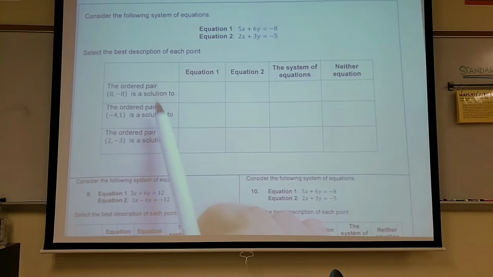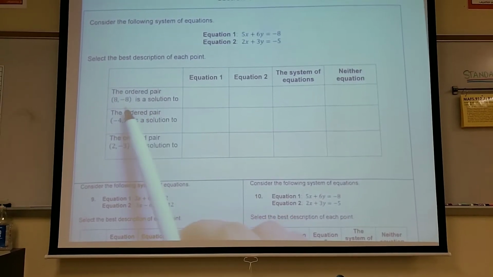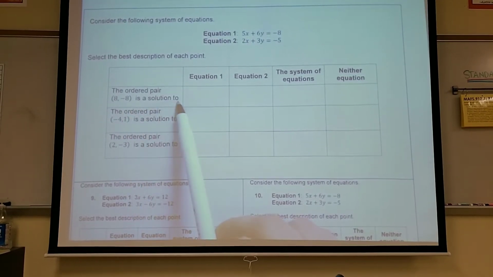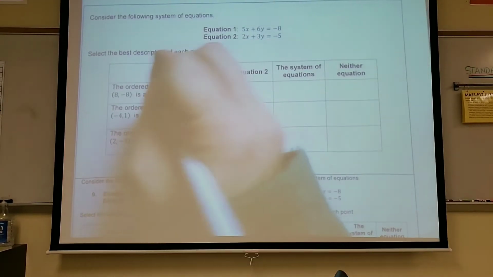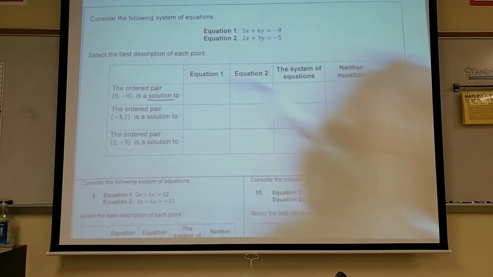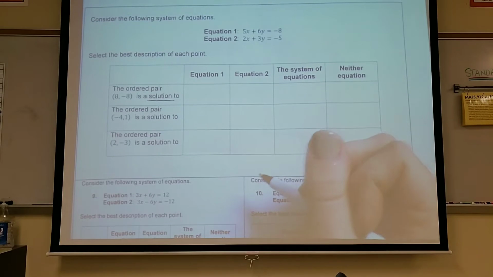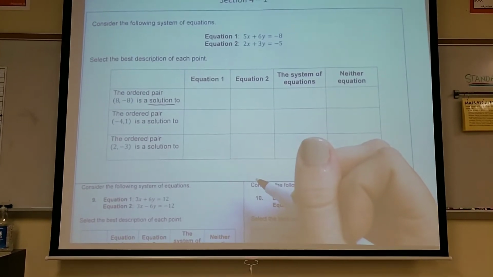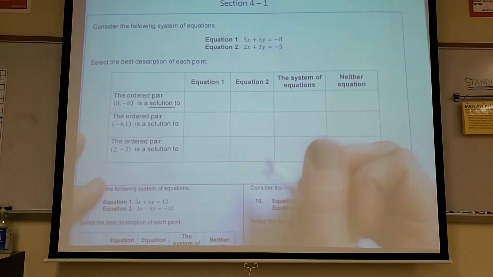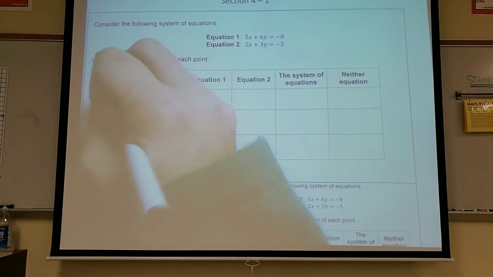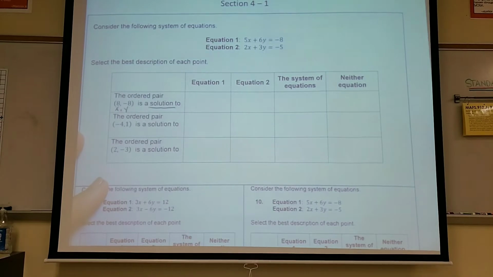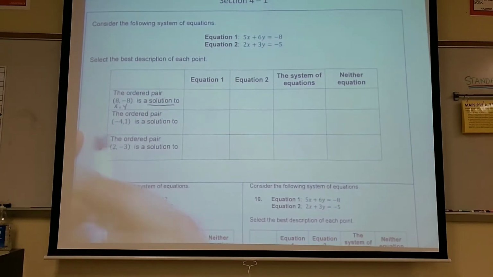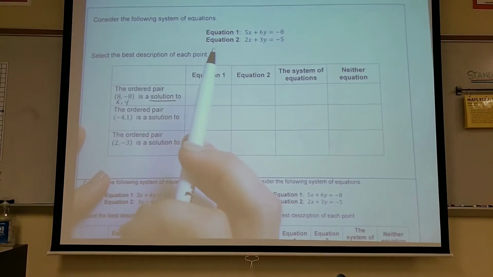When I look down in my first column, it says the ordered pair 8, negative 8 is a solution to. Remember, a solution to a line is a point that is on the line. A solution to the system, if we were looking at it graphically, would be where those two lines intersect each other. So I have an ordered pair. Ordered pair is telling me it's x, comma, y. So I'm given an x and a y, and I want to check to see if this is a solution to the two lines that I've been given.